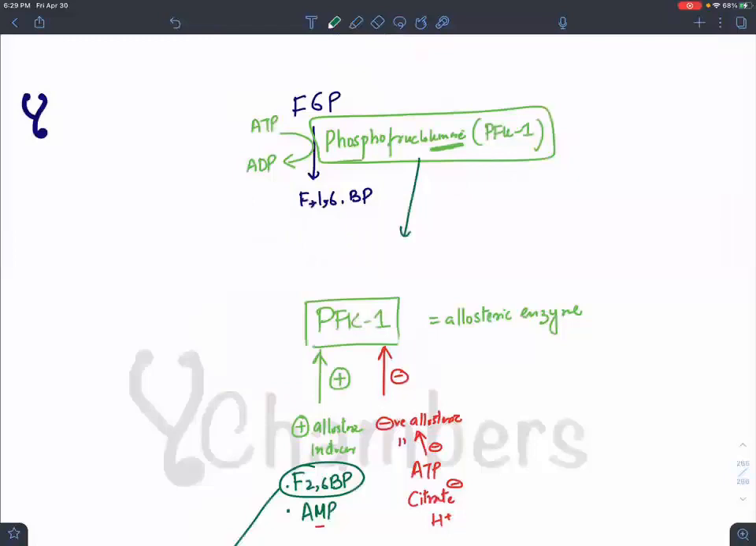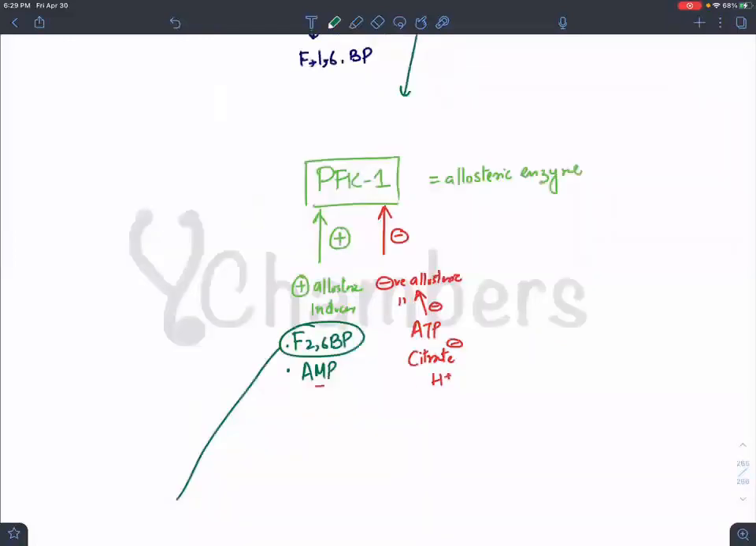Now this phosphofructokinase has some inducers and some inhibitors. Inducers will be fructose 2,6 bisphosphate and adenosine monophosphate. And if you want to inhibit this enzyme, if you want to inhibit glycolysis, you increase the ATP. You increase the citrate ion, you will inhibit PFK-1. You increase the protons, you will be inhibiting PFK-1.